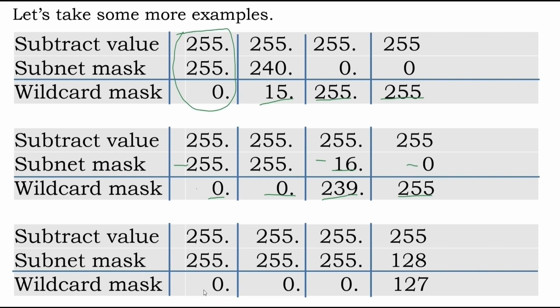In the third example, if we subtract 255 from 255, we get 0. Therefore, we will write 0 in the first, second, and third bytes. In the fourth byte of the subnet mask, we have the value 128. If we subtract 128 from 255, we get 127. So, we will write 127 in the fourth byte of the wildcard mask.